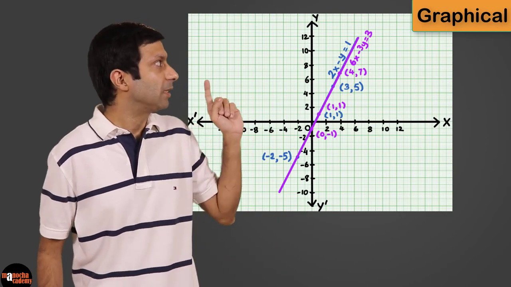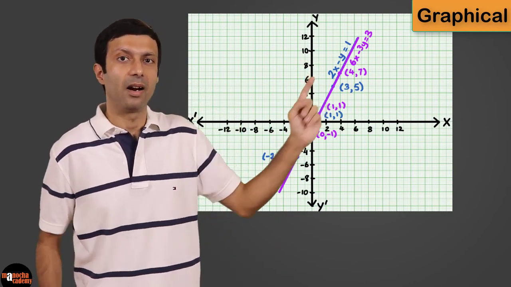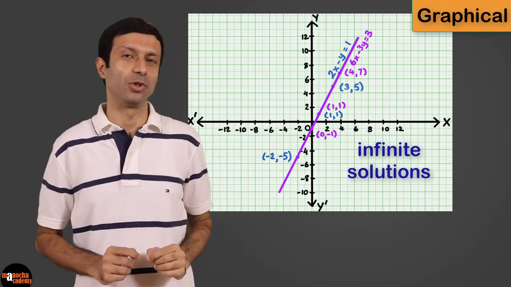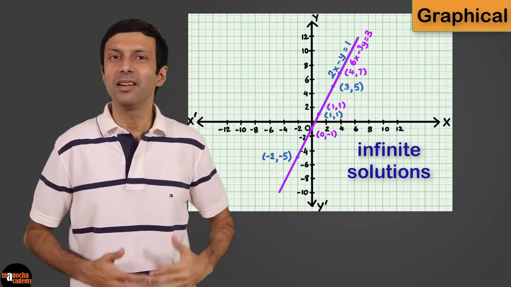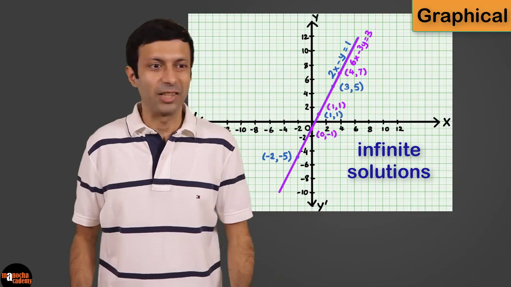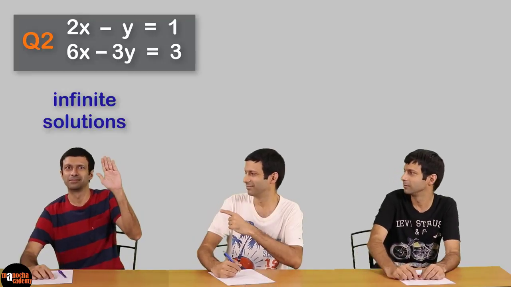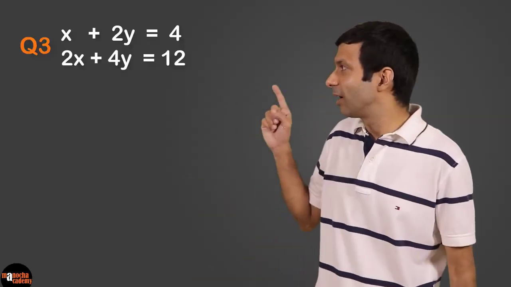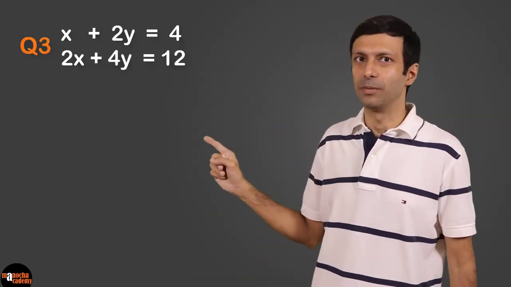So all the points x, y lying on this line are satisfying the equation. So we have infinite solutions here. This was our case 2. And the student on the left who got infinite solutions got this question. Now let's take a look at our third and final question.